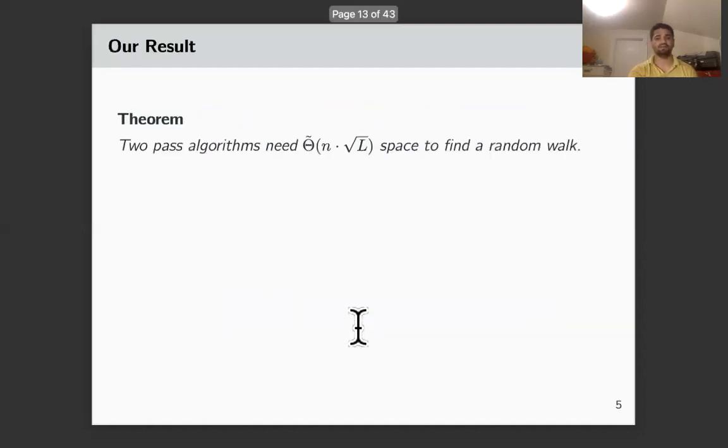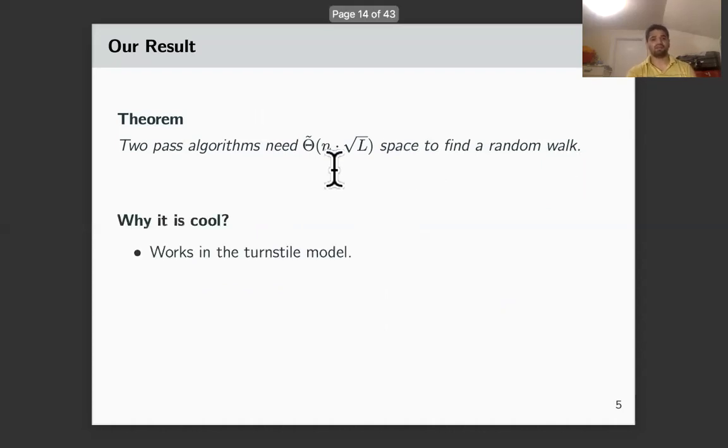Let's see this in more detail. So first, we show an algorithm that takes 2 passes and n root L space to find a random walk. We show that this algorithm is tight. And not only is this algorithm tight, it actually has this nice property that it works in the stronger turnstile model. This turnstile model is a generalization of the streaming model.